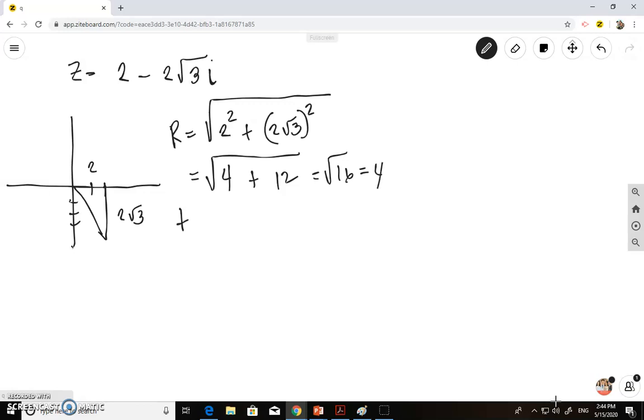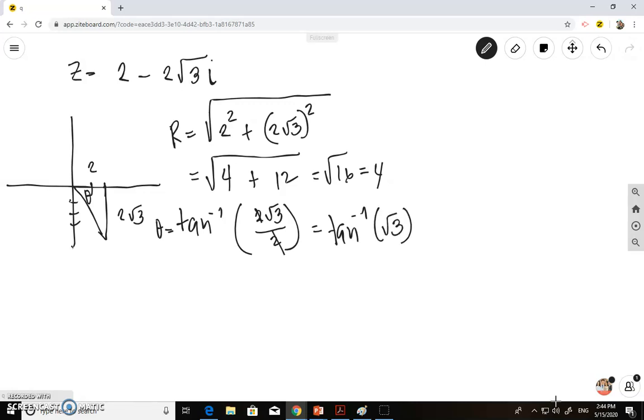How will we get the theta? Theta is equal to the arctan of opposite over adjacent. So we have 2 square root of 3 over 2. Cancel out the 2 there. So we will have tangent negative 1 of square root of 3. Be sure that your calculator is in degree mode. So we have that theta is equal to 60 degrees.